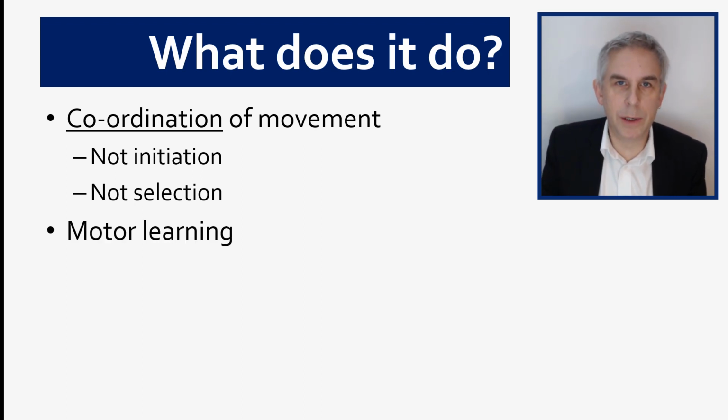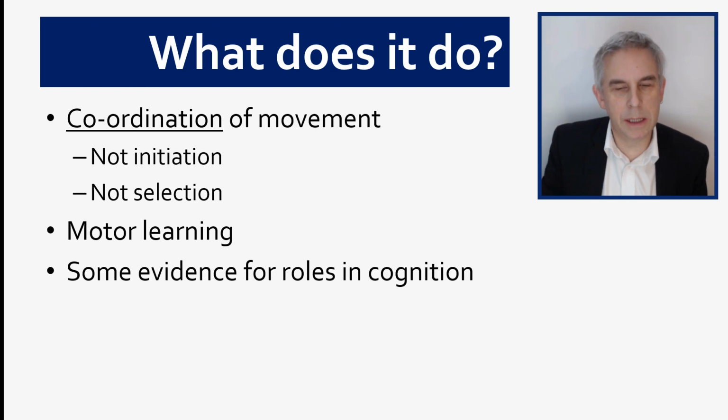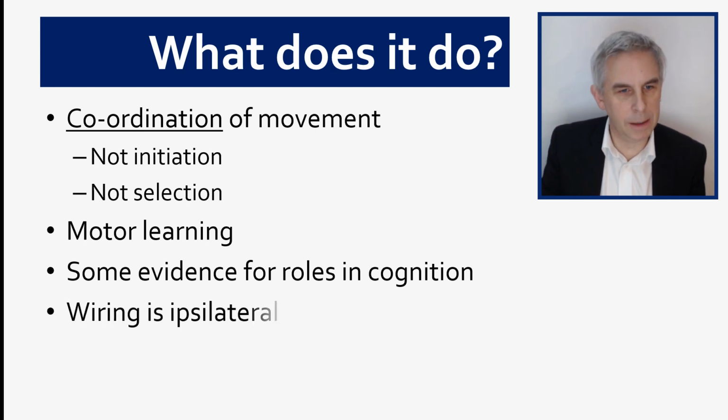The cerebellum is also important for motor learning, particularly when we're learning motor tasks. Obviously, the better we get at motor tasks, the more the role of the cerebellum is. And there is some evidence that the cerebellum has roles in cognition. We don't understand those very well. I'll try and talk a bit about them at the end.